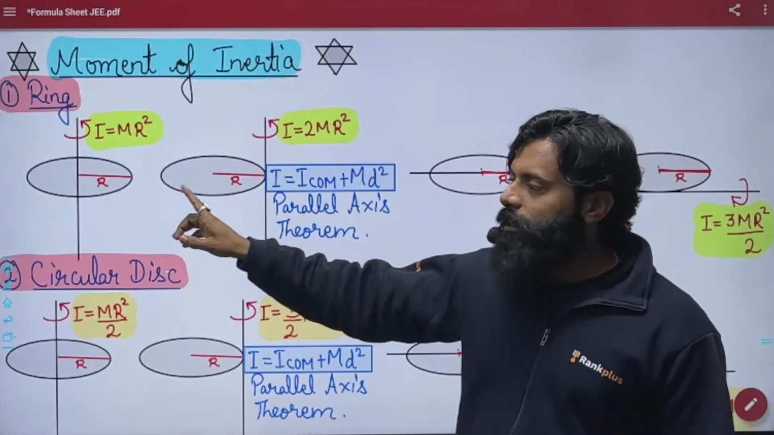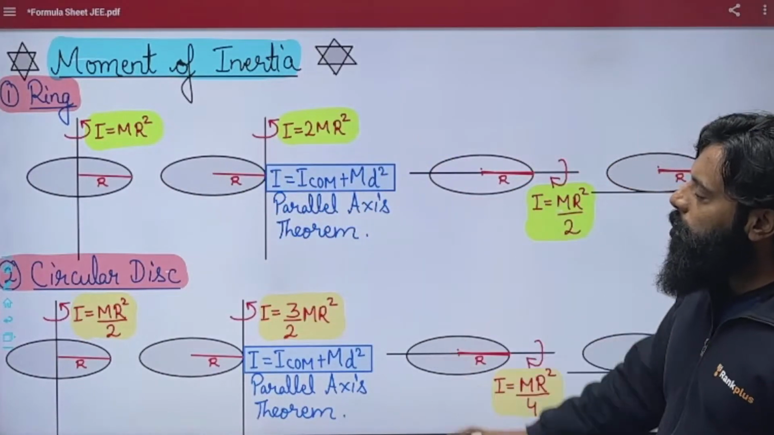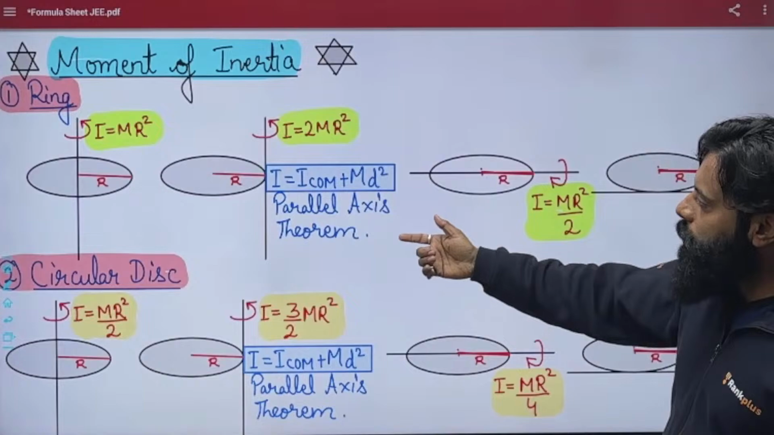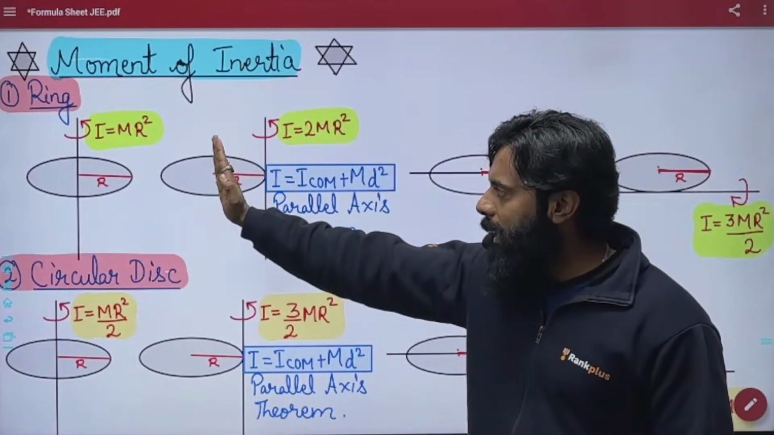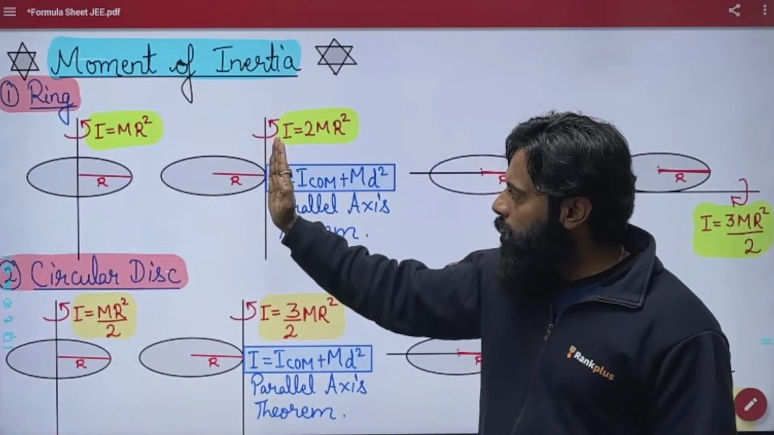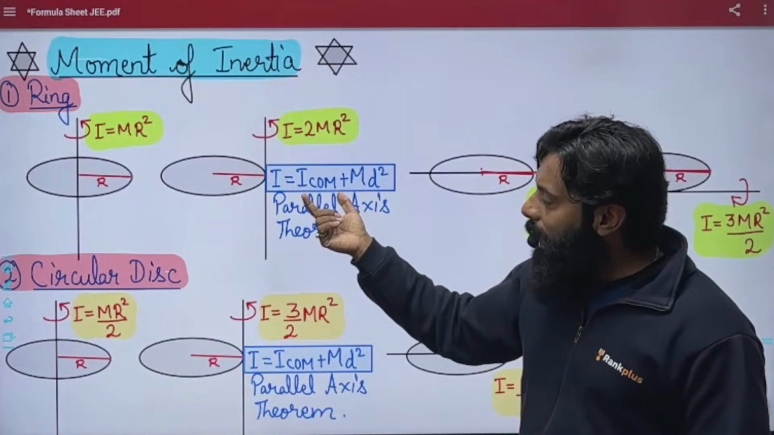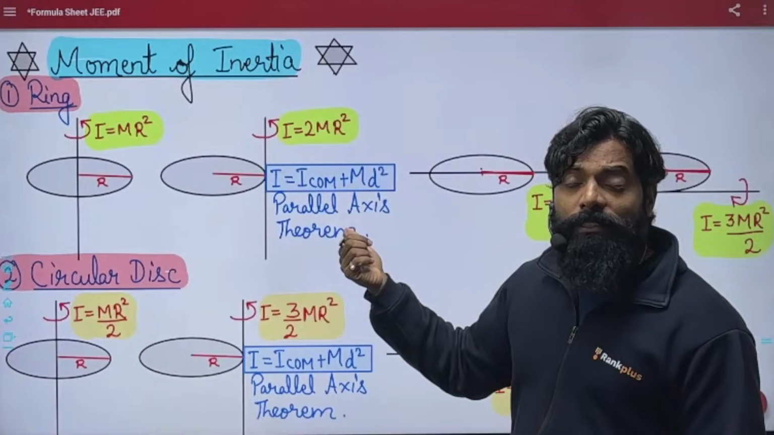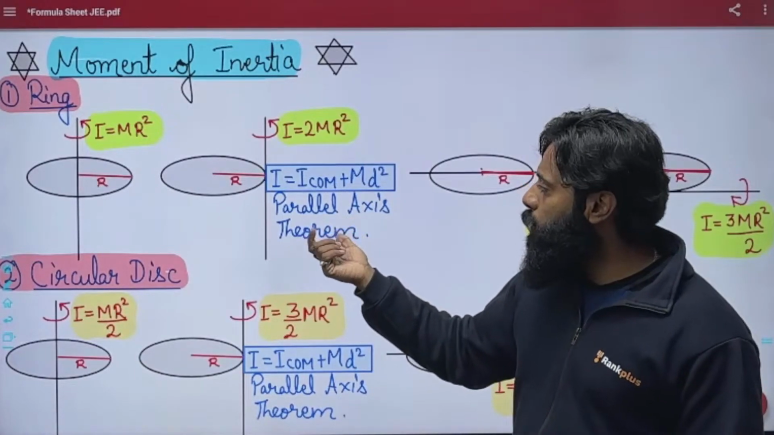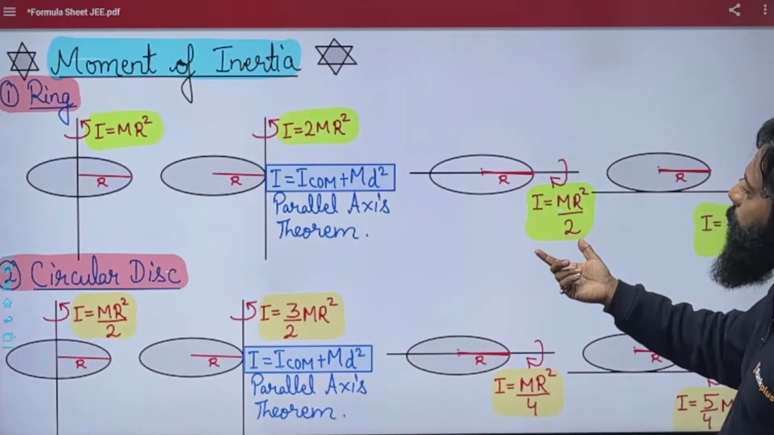So the ring's moment of inertia is I equals MR square. The moment of inertia for this object, the ring, when we displace the axis from the center to the corner, is I_cm plus MR square, right? There is a theorem. What is the theorem's name? Parallel axis theorem. So basically here we are using the parallel axis theorem.